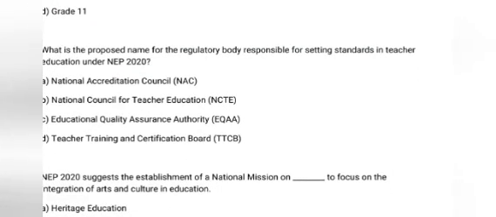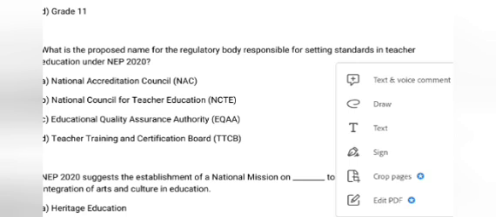Then, what is the proposed name for the regulatory body responsible for setting standards in teacher education under NEP 2020? National Accreditation Council, National Council for Teacher Education, Educational Quality Assurance Authority, Teacher Training and Certification Board. It will be National Accreditation Council.